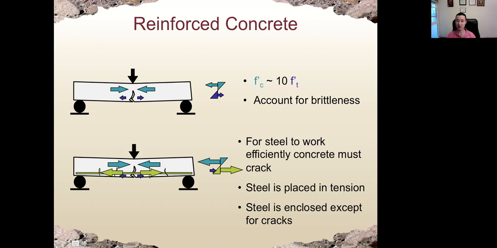So the moment couple will be much higher when we put the rebar compared to the plain beam. Okay. For steel to work, the concrete must crack first because concrete is very brittle. Under tension, it will crack very early. But just a little bit of cracking will make sure the rebar will take most of the tension. Okay. Again, steel is placed in the tension zone, and the steel is closed most of the time except for these minor cracks.